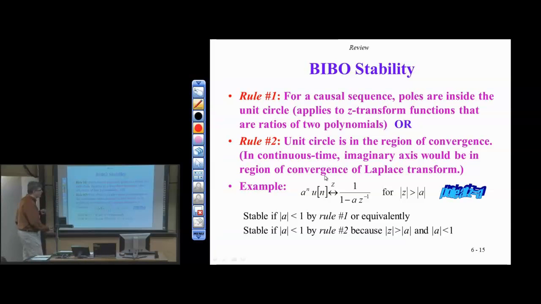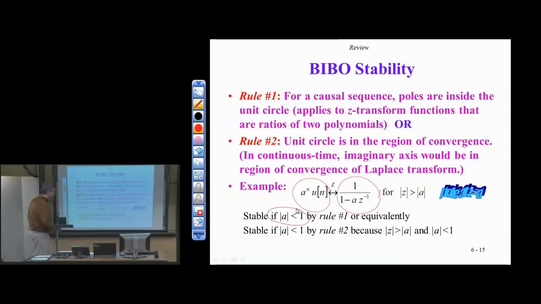So if we apply rule 1, we're saying the poles have, in this case there's only one pole location, but the pole location has to be inside the unit circle. This would tell us from rule 1 that the pole location, which is at z equals a, to make that inside the unit circle, the absolute value of a has to be less than 1. Again, the unit circle is a circle of radius 1.